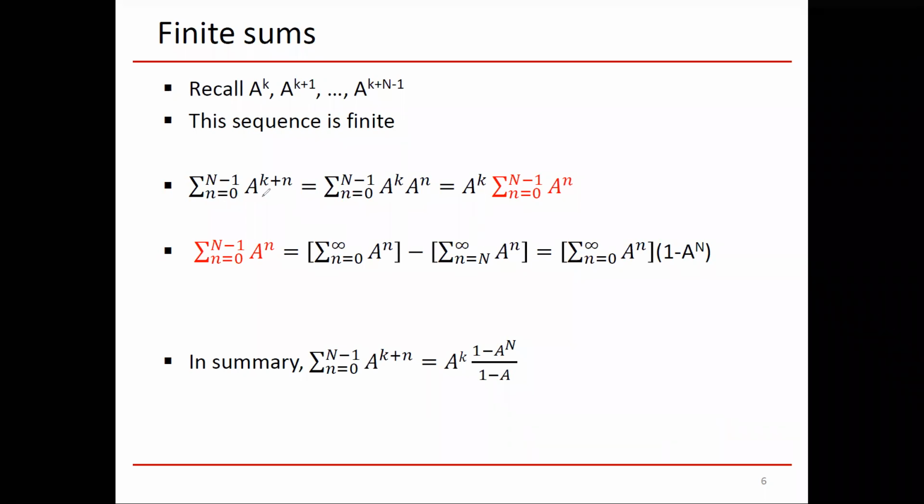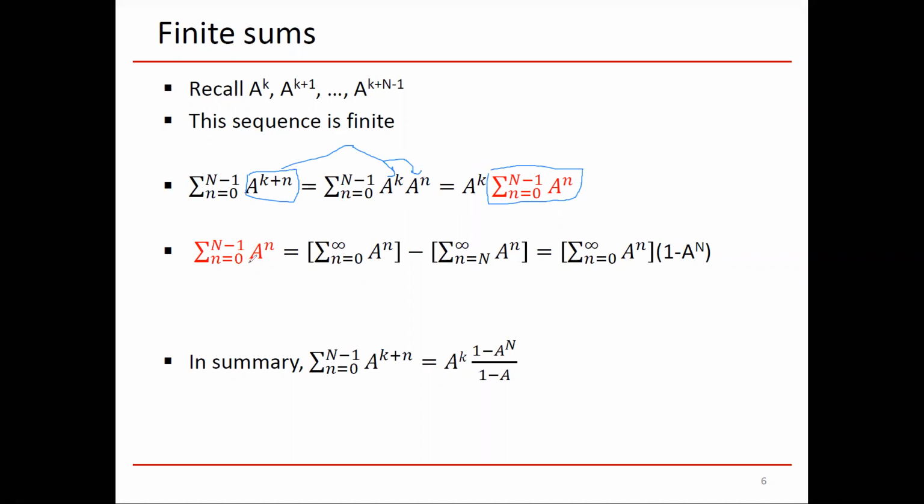So a summation over lowercase n going from 0 to capital N minus 1 of a to the k plus n is equal to a summation over, well, what is a to the k plus n? It's equal to a to the k multiplied by a to the n. So let's just take the a to the k outside the summation. We have a to the k multiplied by this expression in red, sum over lowercase n from 0 to capital N minus 1 of a to the power of lowercase n.